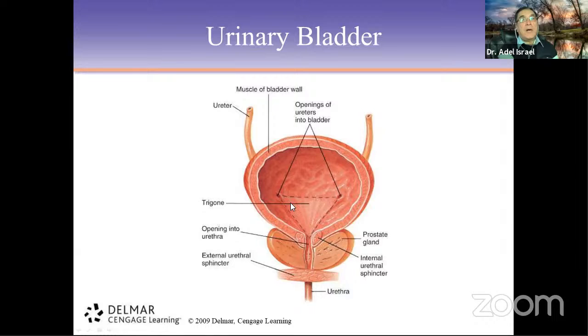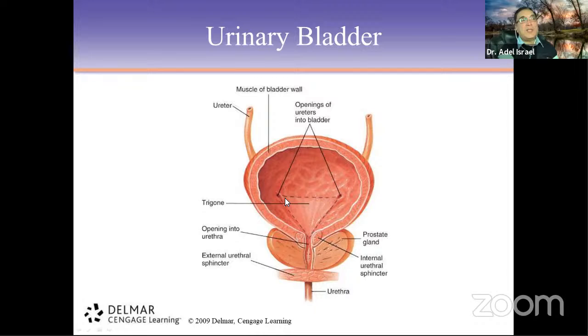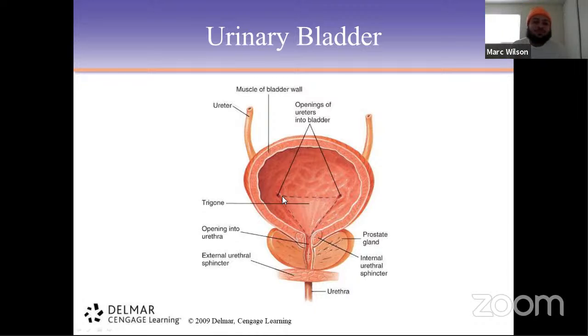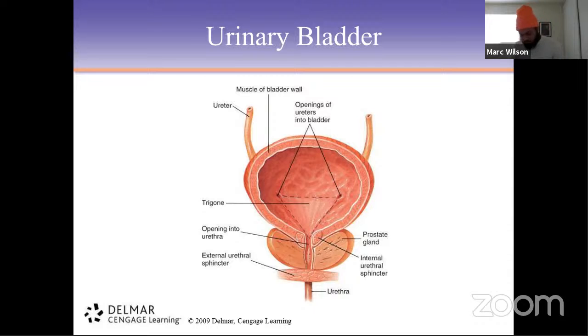So, Mark, if this trigone is inflamed, what will the condition be called? How can we pronounce it? Inflammation of this trigone is trigonitis. Trigonitis, very good. So take care, guys, with this word.